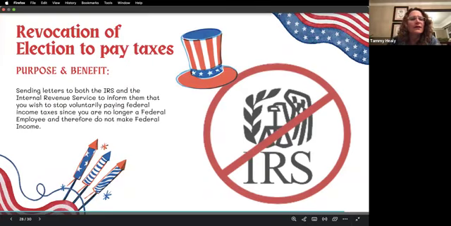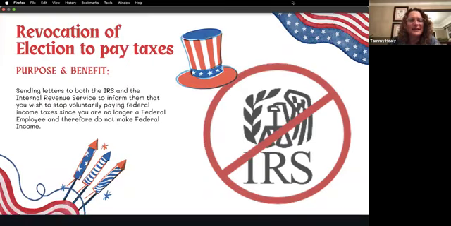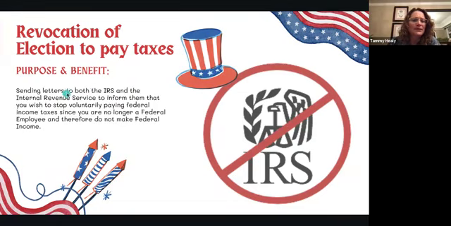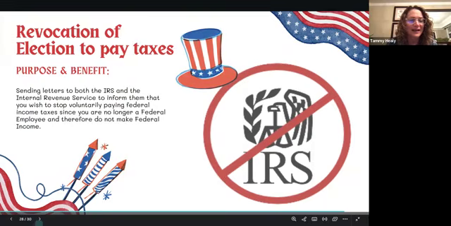Okay. All right, your revocation of election to pay taxes. Now, the purpose and benefit of this is you are sending letters to both the IRS and the Internal Revenue Service. I would say the IRS and the Internal Revenue Service are two different corporations. We were led to believe that the IRS was just an acronym for Internal Revenue Service, but the IRS is a municipal corporation.